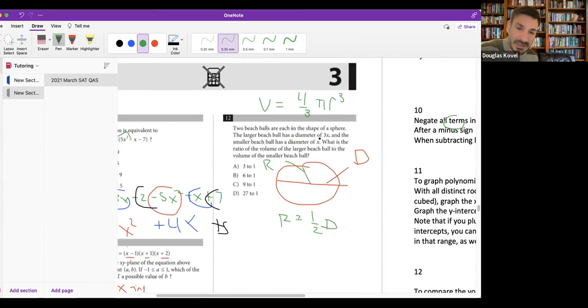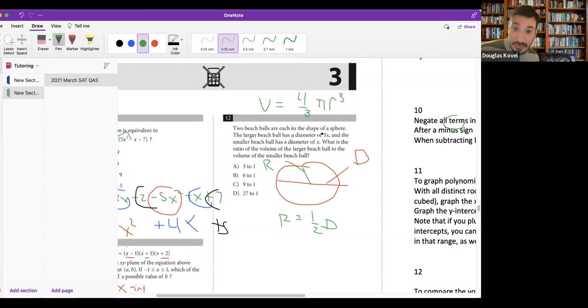So just ratio you could think of as another word for saying quotient. So another way of wording this question is, what is the volume of the large ball divided by the volume of the small ball? And I know the formula is V equals 4/3 pi r cubed, but they only gave me the information in terms of the diameter.